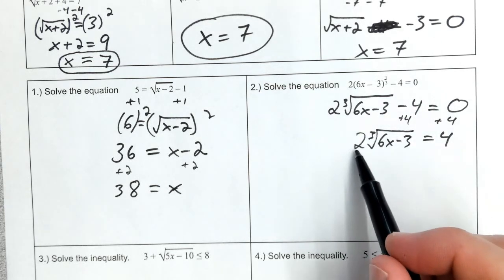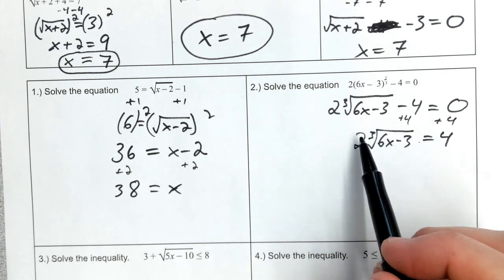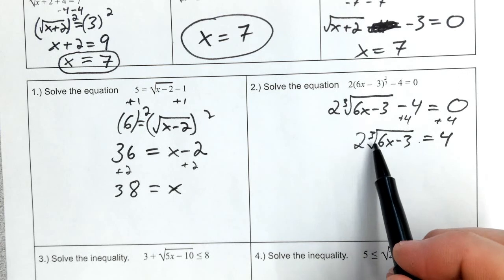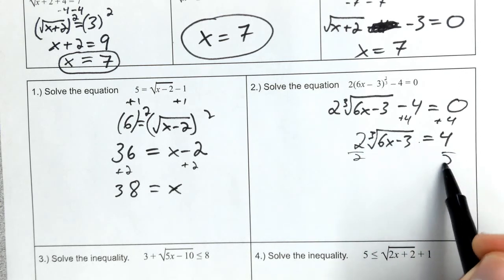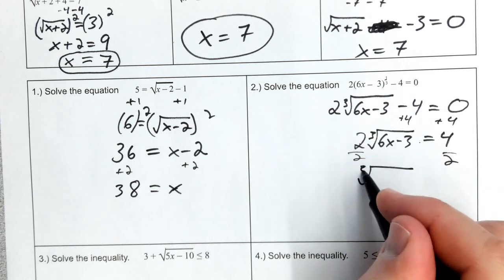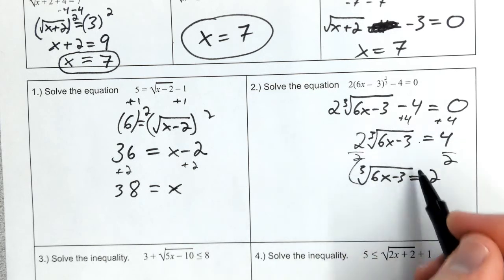And then you're going to divide both sides by 2. Now, a very common mistake here is to cube both sides right now to get rid of this cubed root. But you don't want to do that. You want to get the cubed root by itself first. So divide by 2. I get cubed root of 6x minus 3 equals 2. Now I can cube both sides.